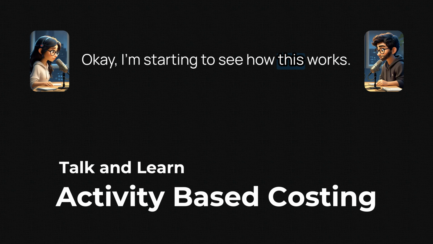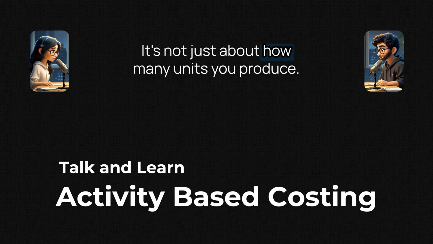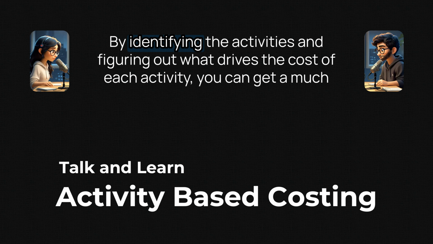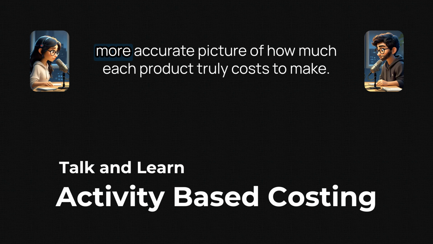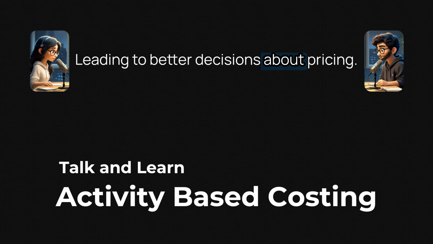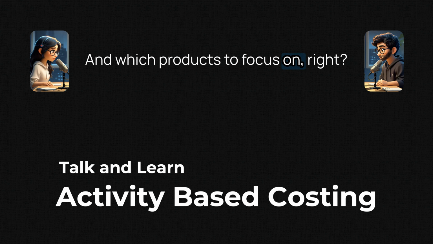I'm starting to see how this works. It's not just about how many units you produce, but the specific activities involved in making those units. That's the heart of it. By identifying the activities and figuring out what drives the cost of each activity, you can get a much more accurate picture of how much each product truly costs to make. And that's how ABC helps companies avoid undercosting and overcosting, leading to better decisions about pricing and which products to focus on, right? Absolutely.